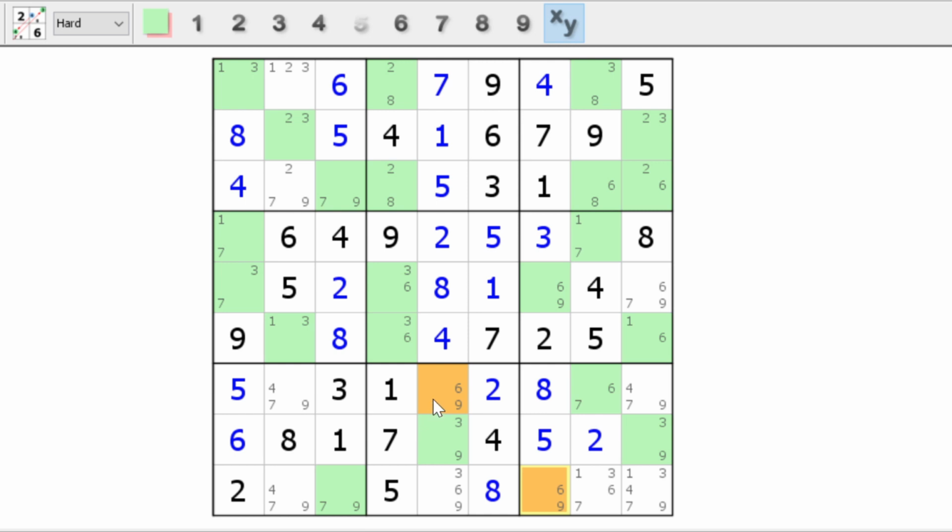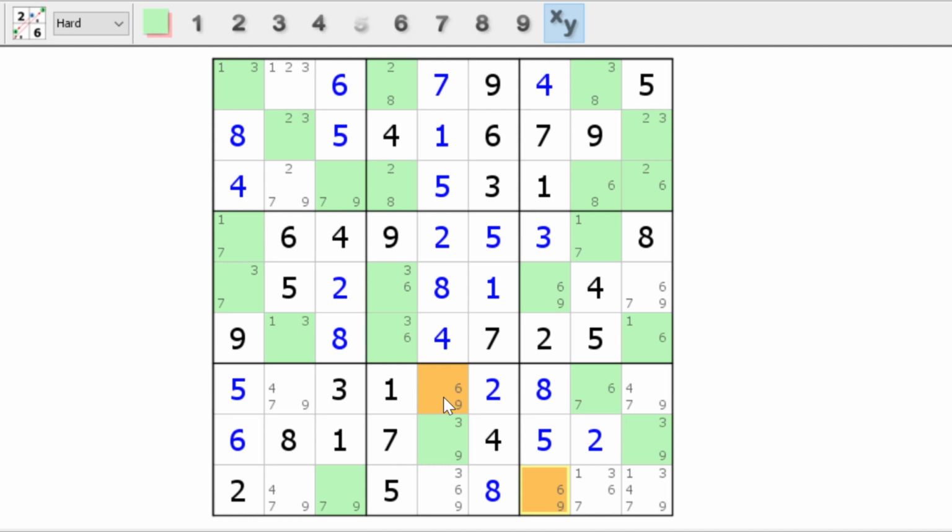We know that this and this cannot both be a 9. And the reason being is if this was a 9, then that would cover all the 9s in row 9. If this was also a 9, that would cover all the 9s. There could not be a 9 anywhere here in row 7. So in this block, you'd have no place to put a 9. That's impossible. So we know that one of these has to be a 6. So that's the logic. It works great.